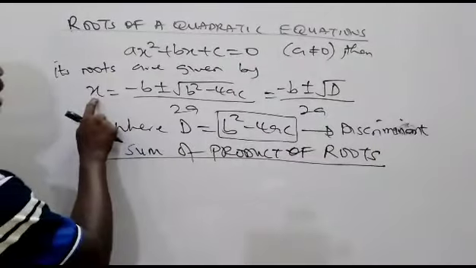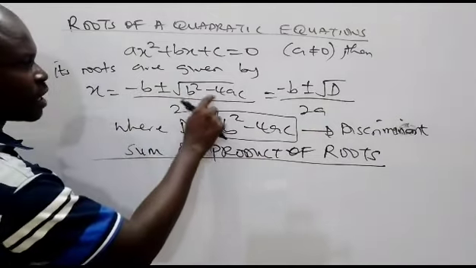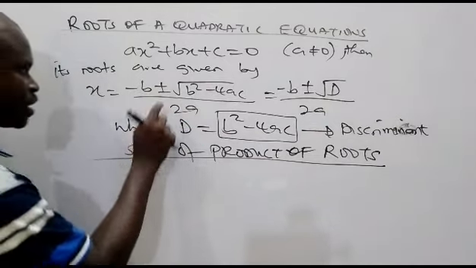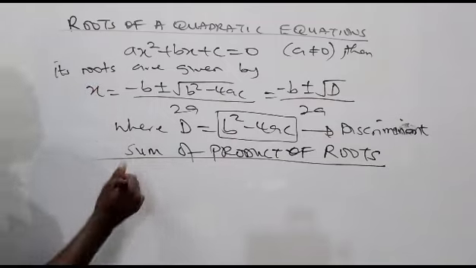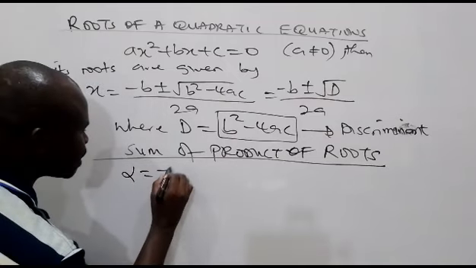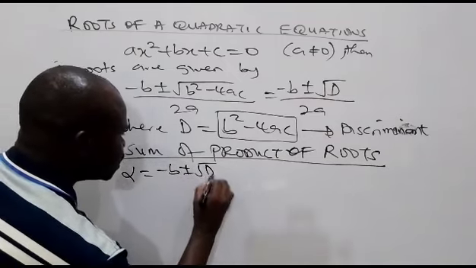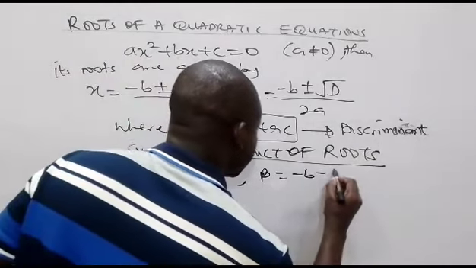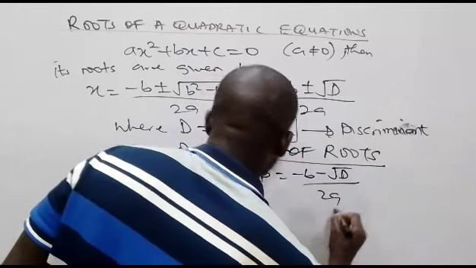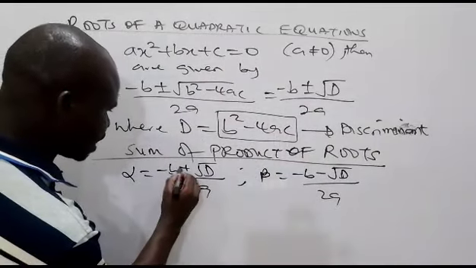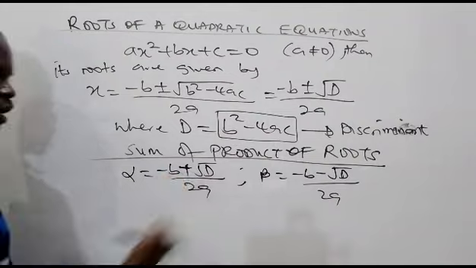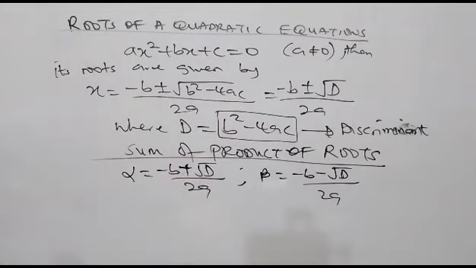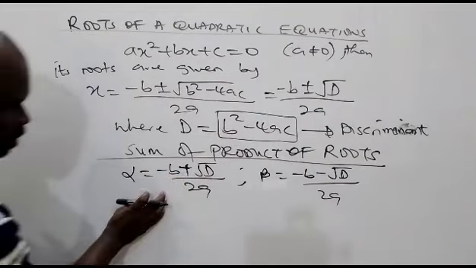So we say x is equal to minus b plus or minus square root of b squared minus 4ac over 2a. If x has two roots, let's say one is alpha, alpha is given as minus b plus square root of d all over 2a. And beta is given as minus b minus square root of d all over 2a. So one is plus, the other one is minus. We'll be able to separate the two roots now, as we have it on the board. So this is for alpha, this is for beta.